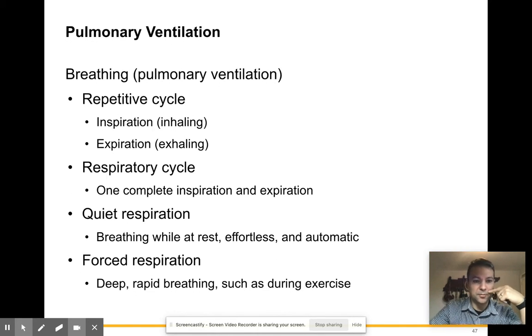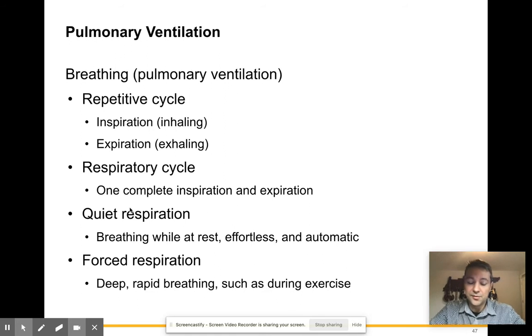Today we're going to talk about pulmonary ventilation. Pulmonary ventilation is basically your breathing, right? Your breathing occurs in this repetitive cycle that includes inspiration, which is the inhaling of air, and expiration, which is the exhaling of air. The respiratory cycle is what we call one complete repetitive cycle, when you complete inspiration and expiration.